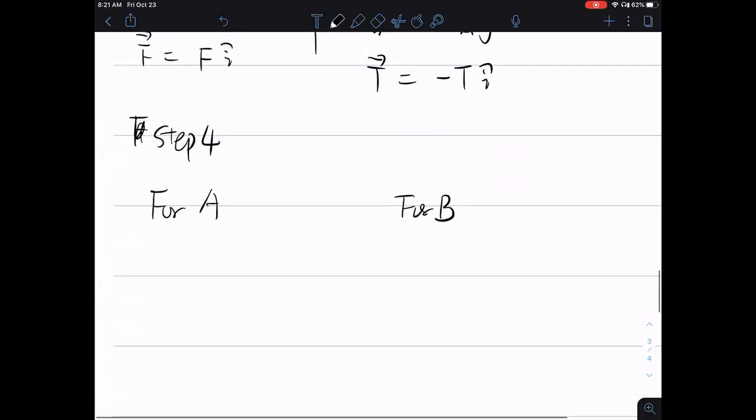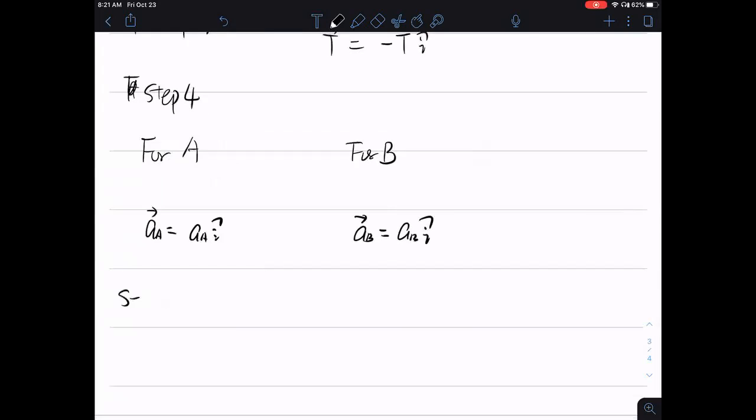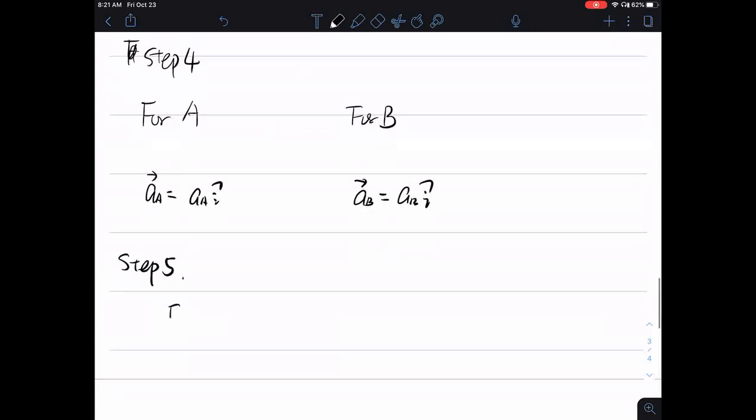Right, step 4, write acceleration. So for A, we have a_A equals a_A i. For B, we have a_B equals a_B i. Okay, then step 5, we want to assemble all the equations together, right? Same deal here. We want to assemble the equation for A, and assemble the equation for B.